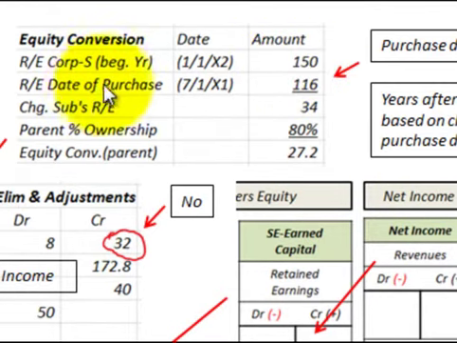And then we take the retained earnings at the date of purchase. That's the updated retained earnings we made for July 1st of year X1, and that was determined to be $116,000. So we just take the change between the beginning of the year X2 and the retained earnings of July 1st of X1. The change in the sub's retained earnings was $34,000, and the parent's ownership would be 80% of that. So the equity conversion for the parent would be $27,200.